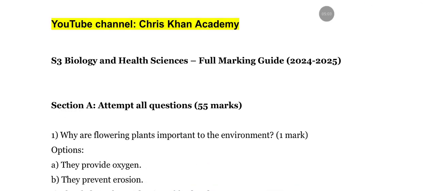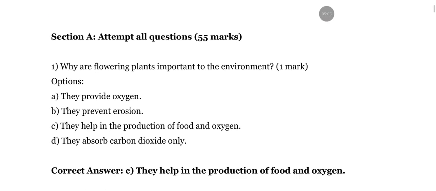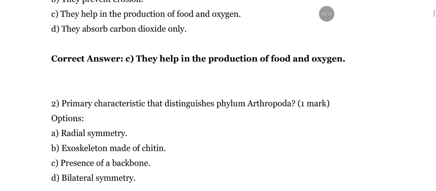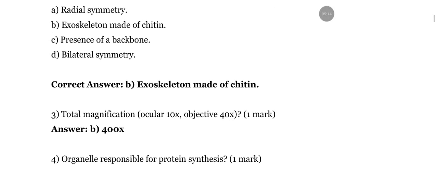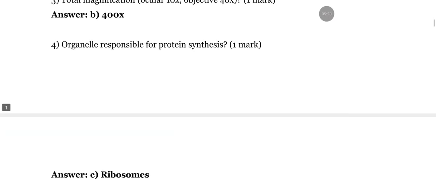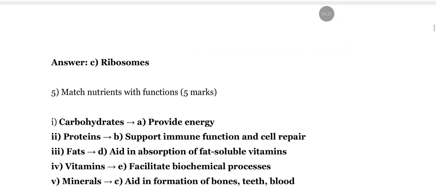Finally, here are the answers for the Biology and science marking guide 2025. As you see, for question number 1 the correct answer is they help in the production of food and oxygen. The answer for number 2 is exoskeleton made of chitin. Number 3 is 4000X, and number 4 is ribosomes.